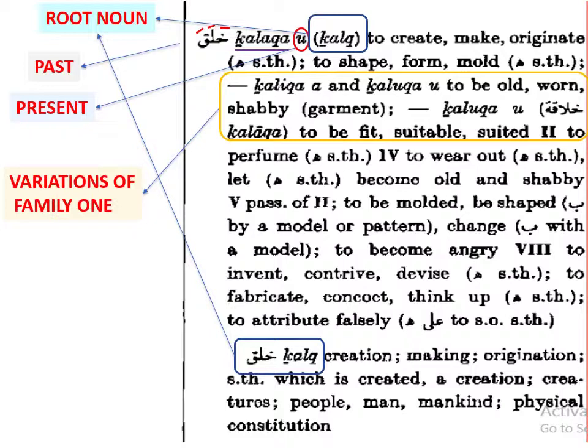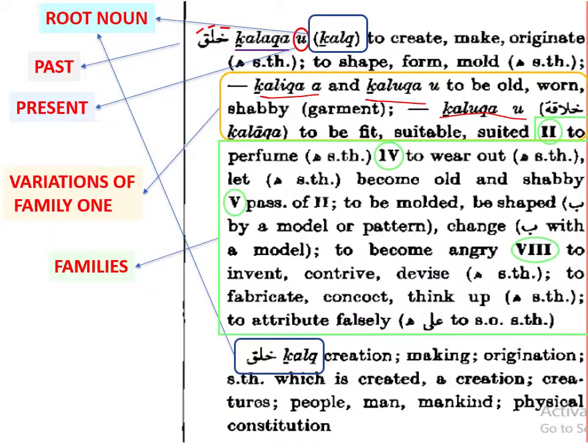So khalaqa yakhluqu is one variation. Then we have khaliqa yakhlaqu, which is another variation, and khaluqa yakhluqu, which is another variation, and both of them have the same meaning of to be old, to be worn out, a garment, for example. Then it gives you another variation, khaluqa yakhluqu, which also has the meaning to be fit or suitable. So those are some variations of family 1.